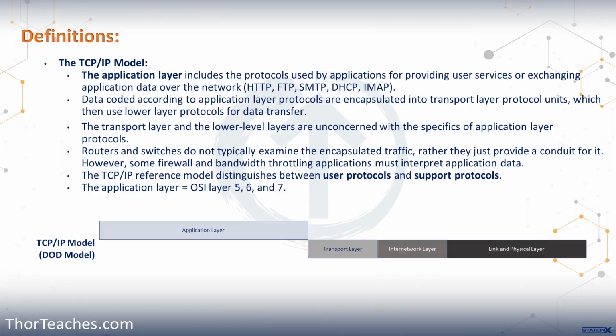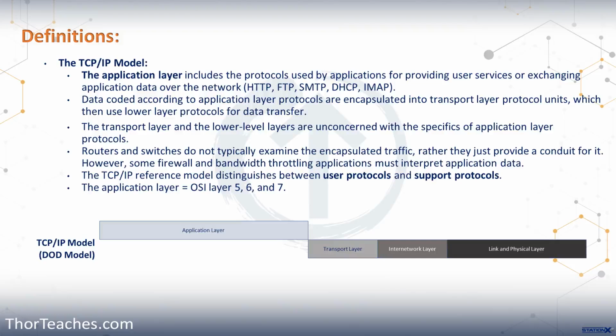Normally, routers and switches don't inspect the packets they're sending. They're just there to provide a conduit that can send it efficiently and fast. We can, however, if we want, use firewalls or bandwidth throttling to interpret some of the application data. And what that really means is we can prioritize certain traffic and to some extent have the firewalls that are below layer 5 on the OSI model inspect traffic that is not encrypted.